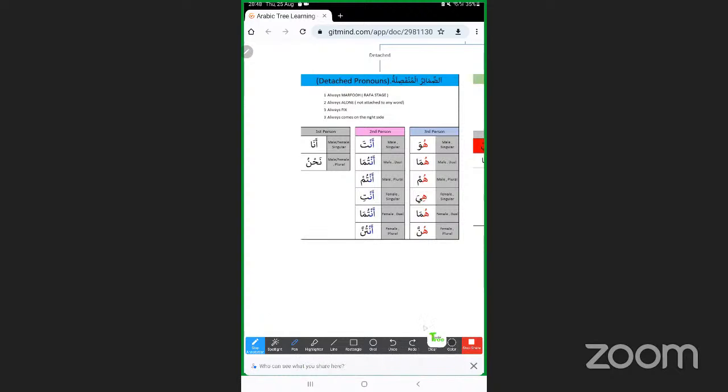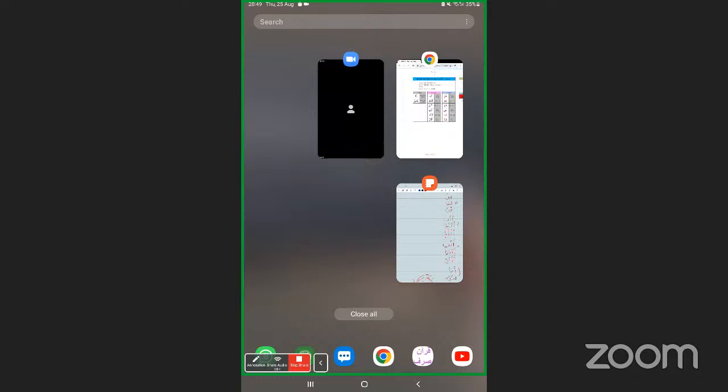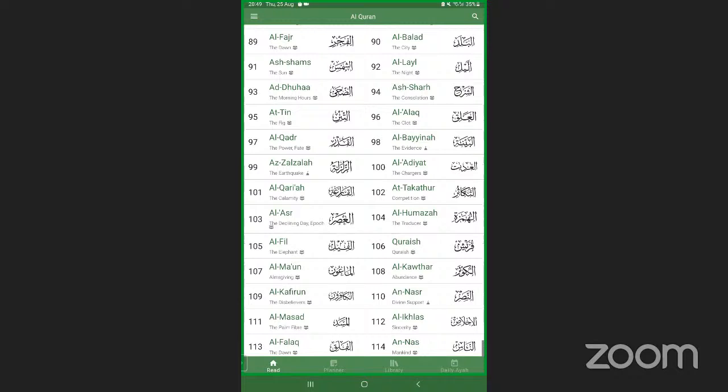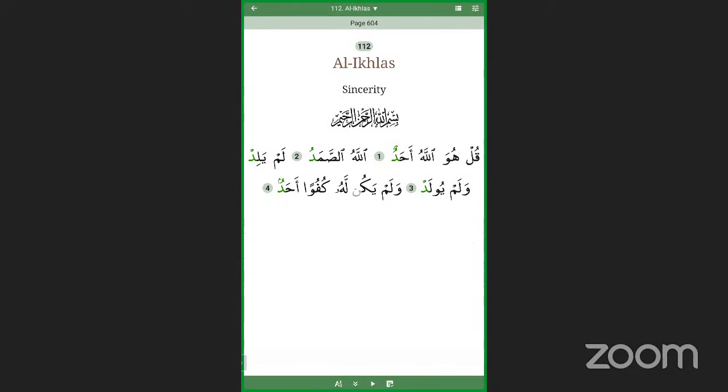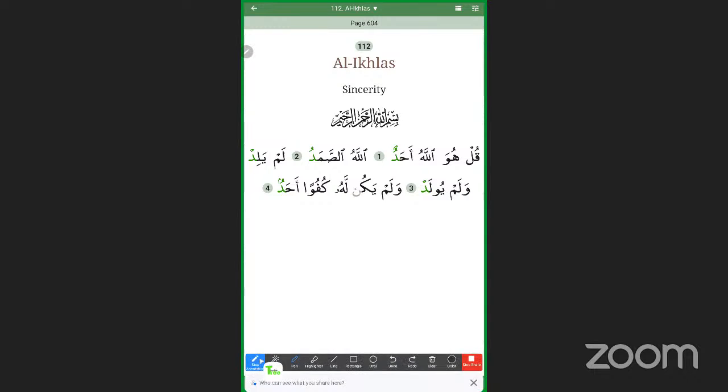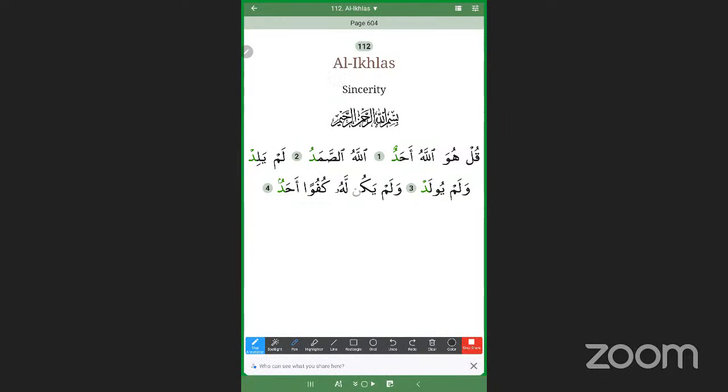Rafa stage, detached pronoun. Because they are in rafa stage, they will always be written alone. Let's see one example, which is a famous example. We all know about this example. Can anybody identify a detached pronoun in this?